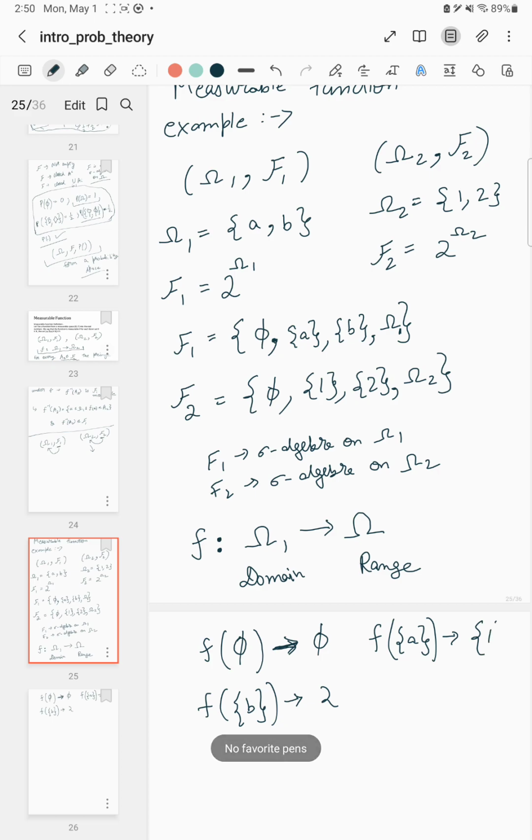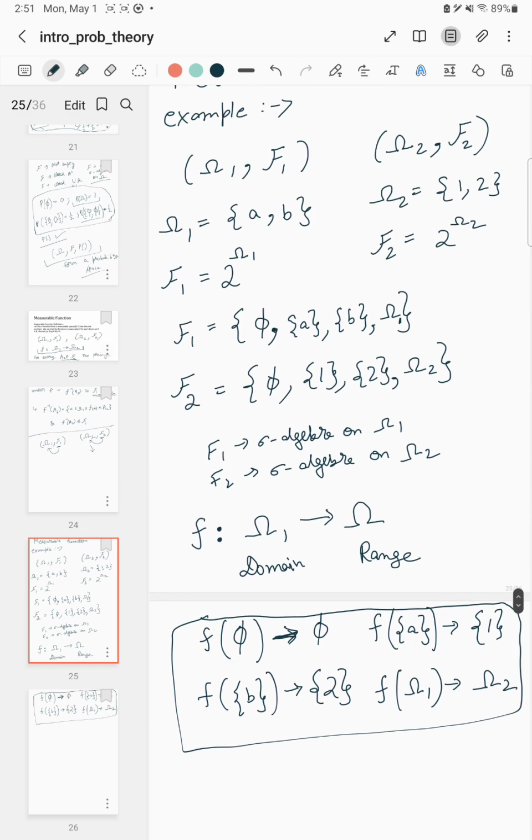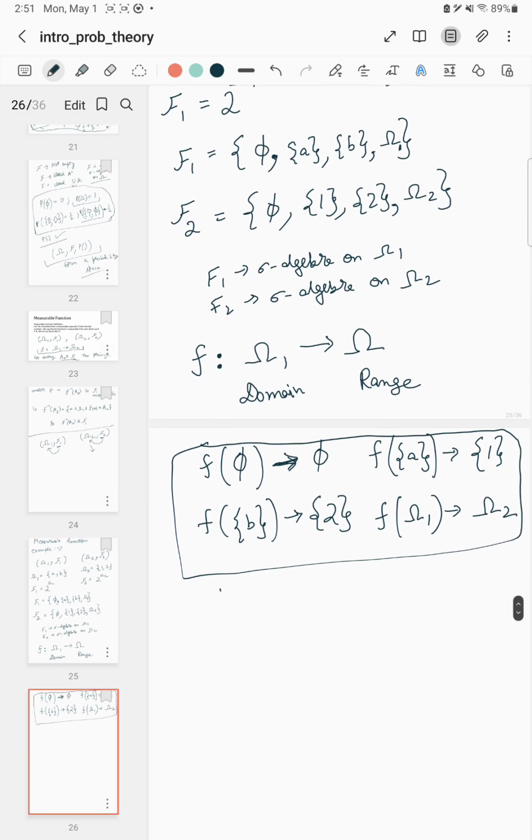Sorry, I have to write it in a better way. Yeah, this points to set 2, and similarly f of omega 1 points to the set omega 2. So we have defined f as this. So is f defined like this? Is f a measurable function?